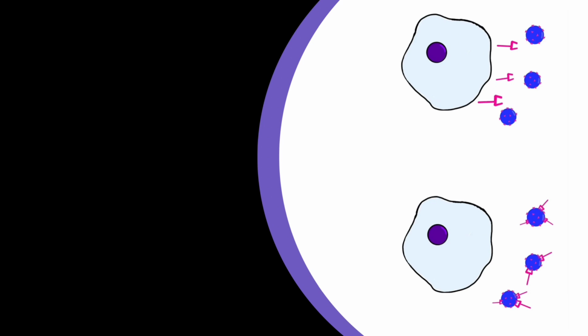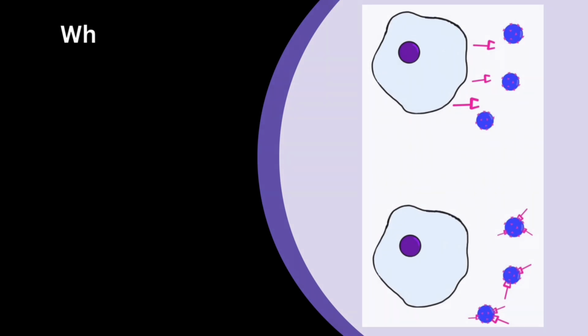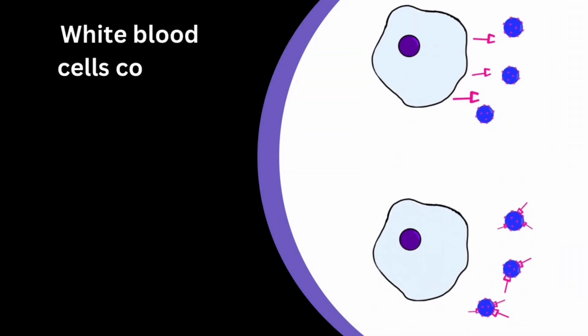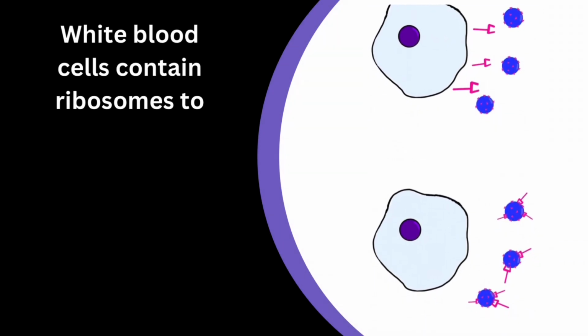It's called an antibody. So see if you can now think of a sentence to explain why a white blood cell would need to have ribosomes in it. And I'll put the answer up in 3, 2, 1. So your answer should look something like this. So white blood cells contain ribosomes to build antibodies.